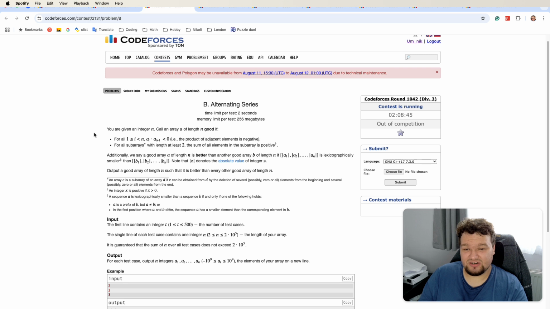Problem B, alternating series. You are given an integer n. Call an array A of length n good if for all i from 1 to n non-inclusive, the product A_i times A_(i+1) is smaller than 0. So two consecutive elements must be of different signs. And we can't have any zeros if n is at least 2, and it is. So the elements must have alternating signs. Okay. For all subarrays with length at least 2, the sum of all elements in the subarray is positive.